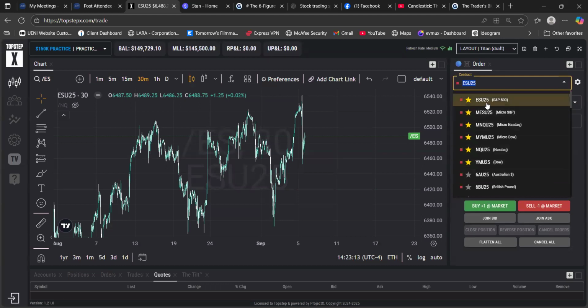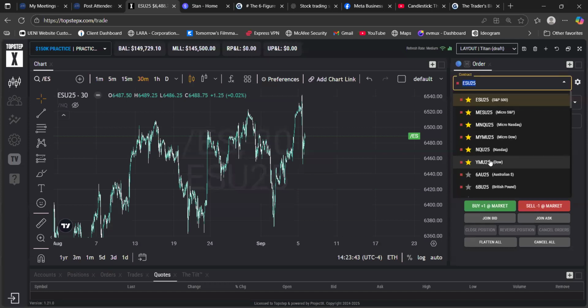So right now I have the ES, which is the S&P 500. I have the micro ES. I have the micro NQ, which is the NASDAQ. I have the YM, which is the Dow. I have the regular NQ, that's the big NASDAQ. And then I have the big Dow, which is the YM, right? And so I'm able to navigate through these at will just by the click of a button.